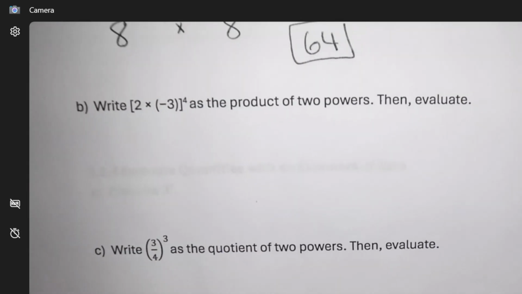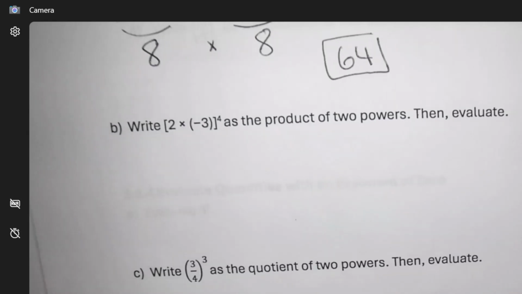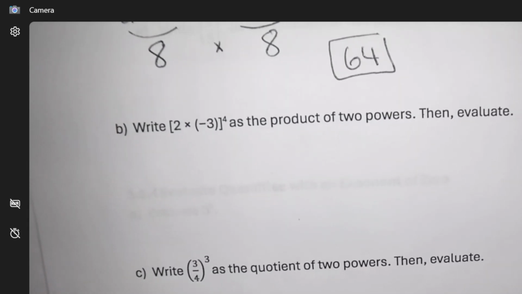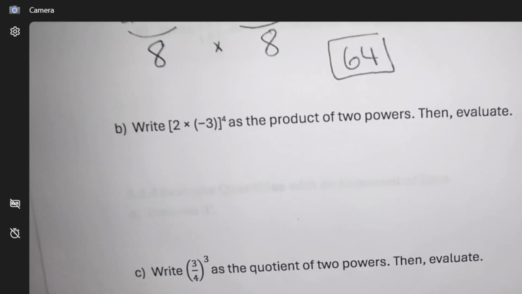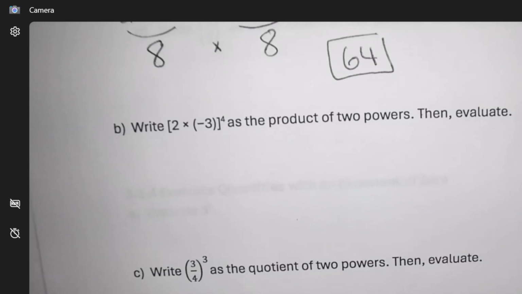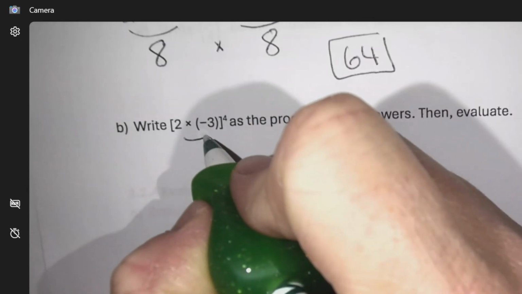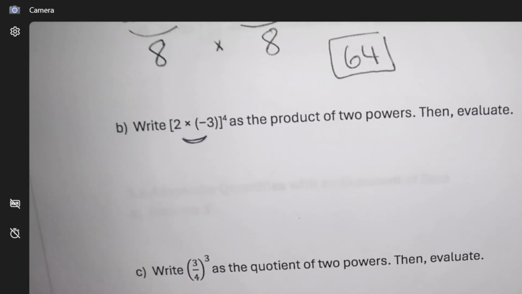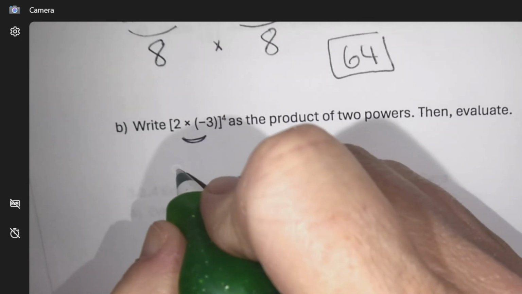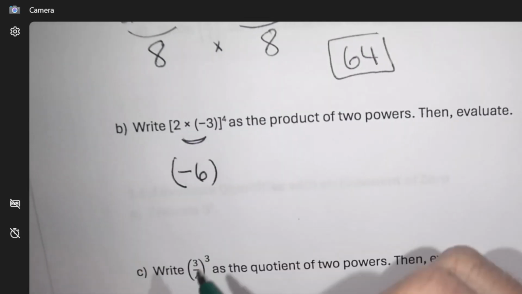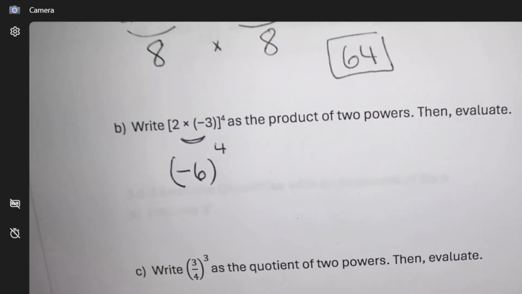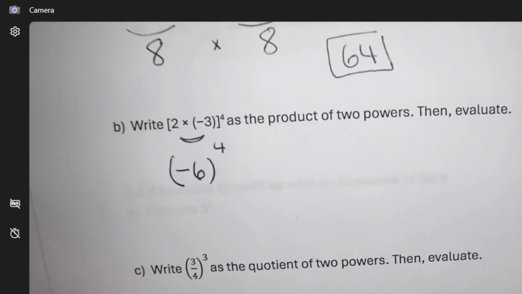Okay, question B, I'm going to show you 2 different ways to do it. This would be the way I would personally do it because BEDMAS tells me to do brackets first. That would have to come before the exponent. So what is the bracket worth? 2 times -3, which is -6. Then to the 4th. I'll let you go to your calculator for that.